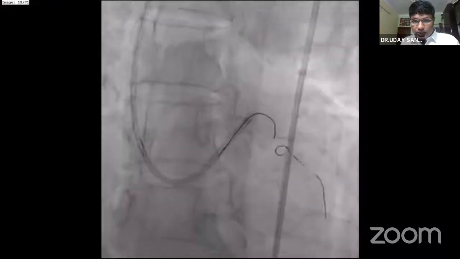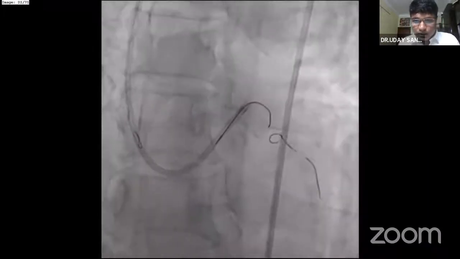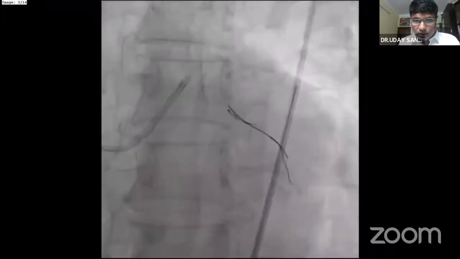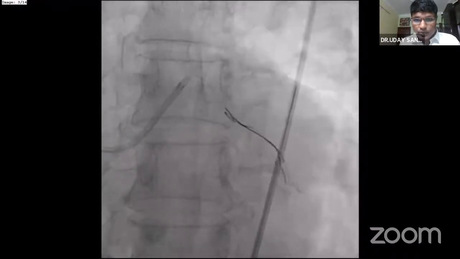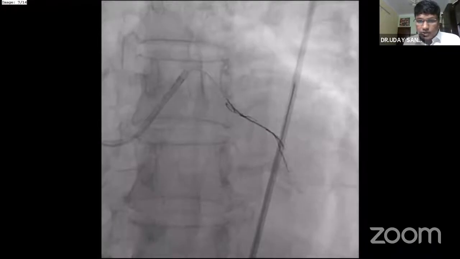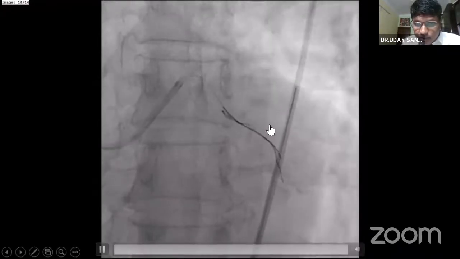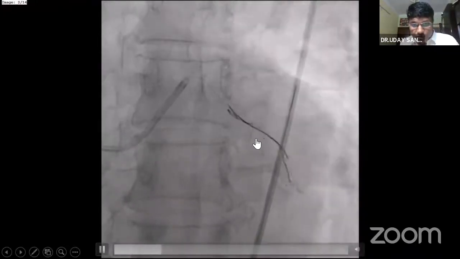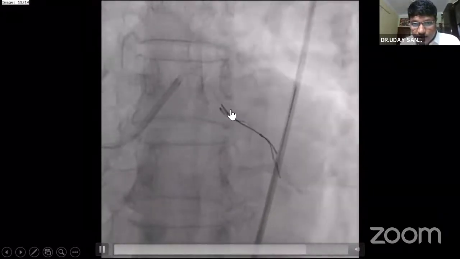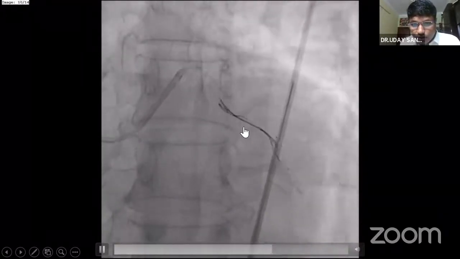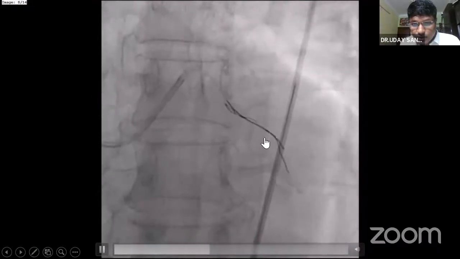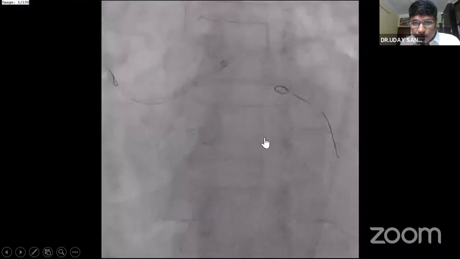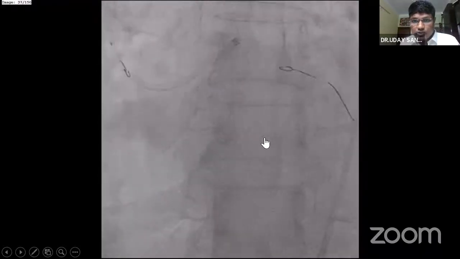So what I did, again, I took a new wire. This was a Runthrough floppy wire. I stuck another Runthrough floppy wire inside the LCX. I tried to cross the lesion as much as possible with the help of a small 1 millimeter balloon. This was the balloon marker I used, and I tried this balloon because the previous 2 millimeter balloon only went up to that side. But I think this small balloon crossed beyond this proximal segment into the CTO segment. So here I inflated it, and after that I removed this balloon along with this wire.